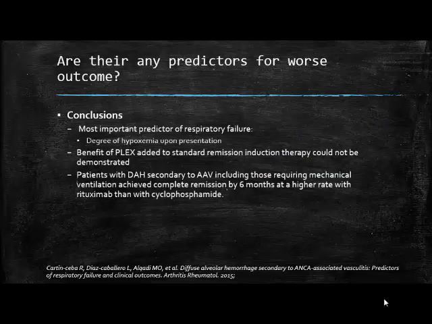I think that played a role in having those results. So the most important predictor for respiratory failure is how hypoxic those patients were on admission. The benefit of plasmapheresis added to standard remission induction therapy could not be demonstrated in this study. And patients with DAH secondary to ANCA-associated vasculitis, including those requiring ventilation, achieved complete remission by 6 months at a higher rate with rituximab than with cyclophosphamide.